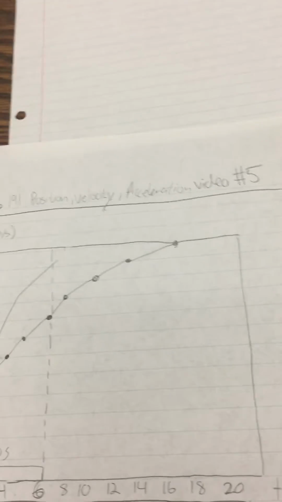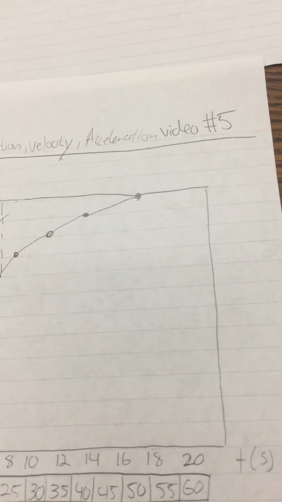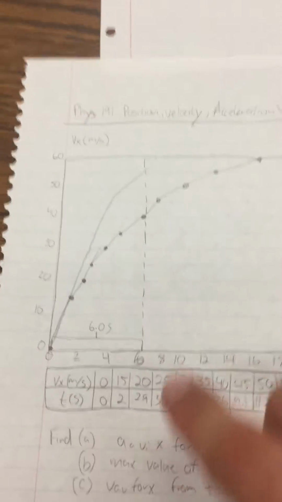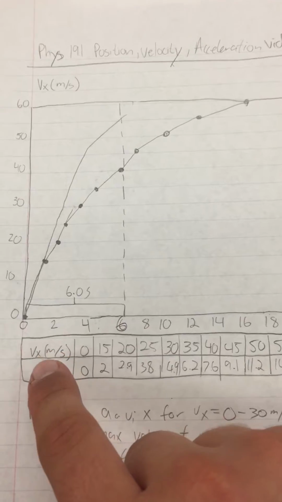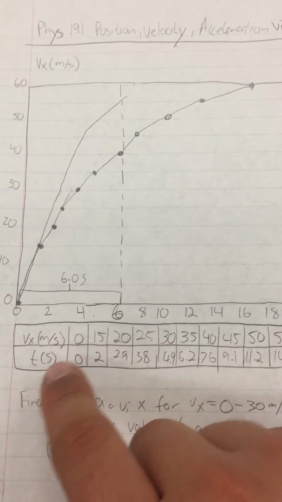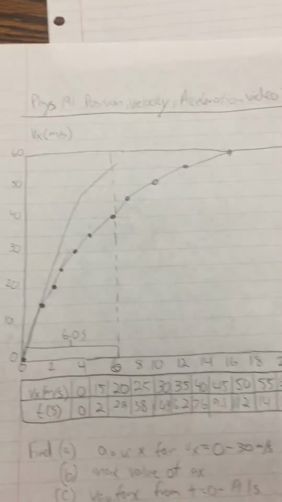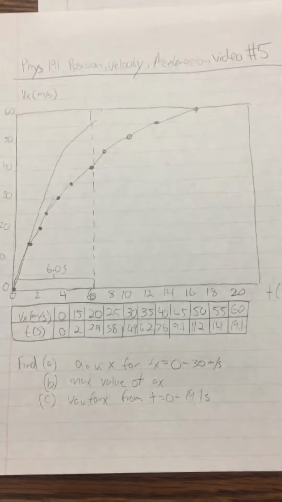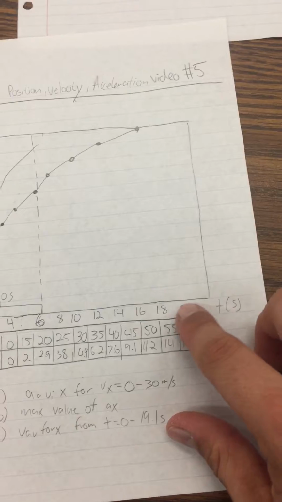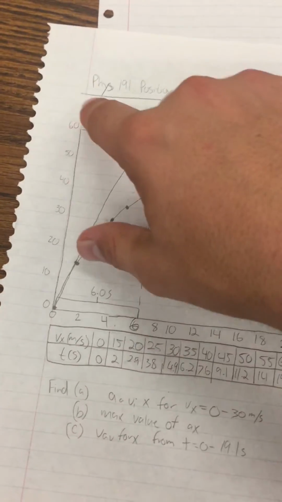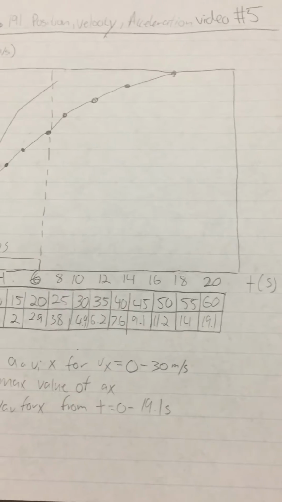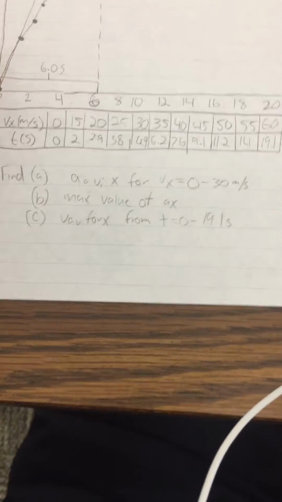So the first thing that I did was I drew this graph, and these are the meters per second by the time in seconds, and it shows you exactly what's happening in this data table. So we know this is time, and this is the velocity in meters per second. The first thing I do is to understand what we need to find.